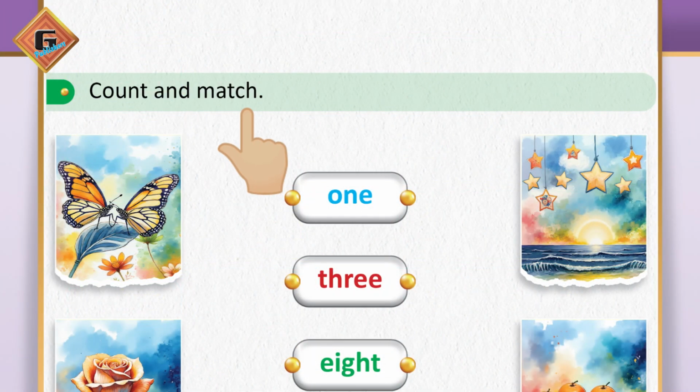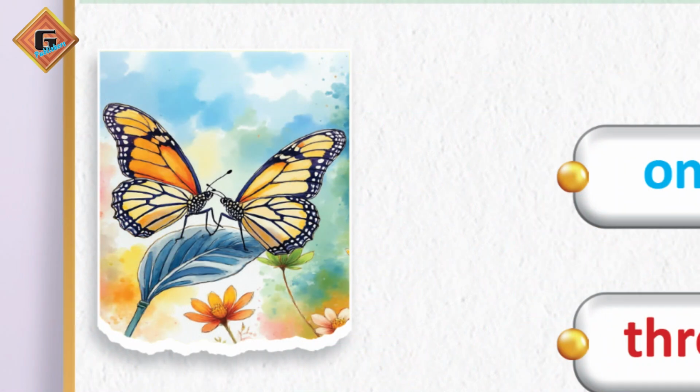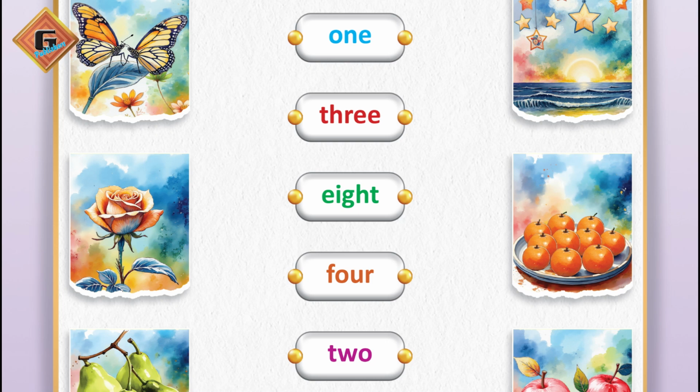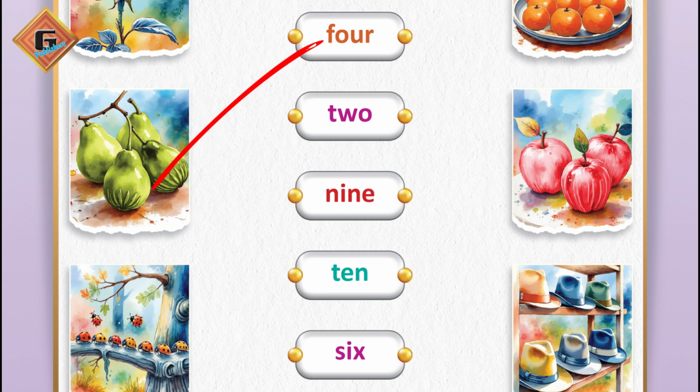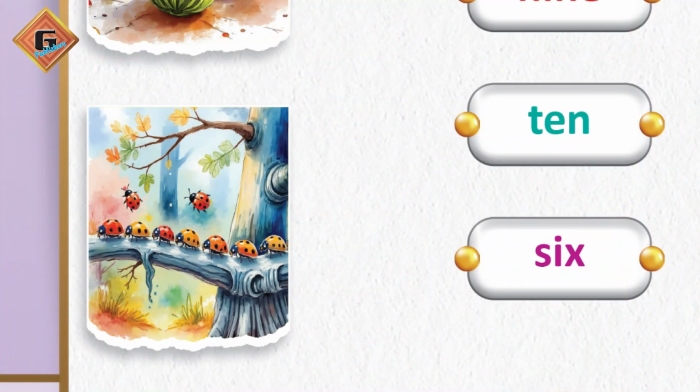Count and match. Now look at the picture, count it, and then match it with the correct number words. First, butterflies. Let's count the butterflies. It's 1 and 2. 2 butterflies. Let's match it. Then flower. 1 flower. Next is pear. Count it together. 1, 2, 3, 4. 4 pears. Yes. Next is ladybirds. So let's count it. 1, 2, 3, 4, 5, 6, 7, 8 and 9.